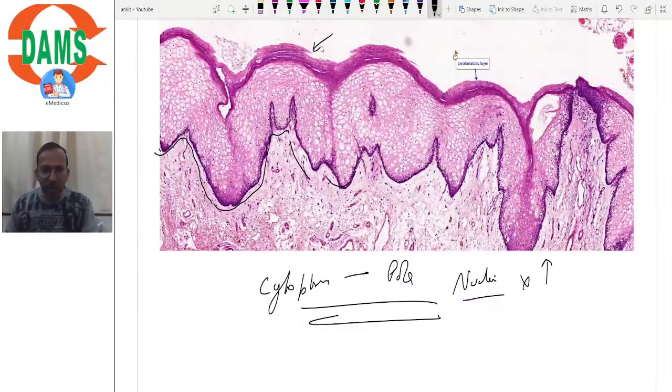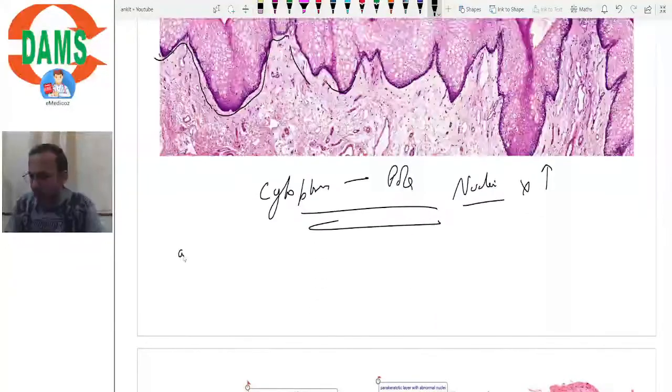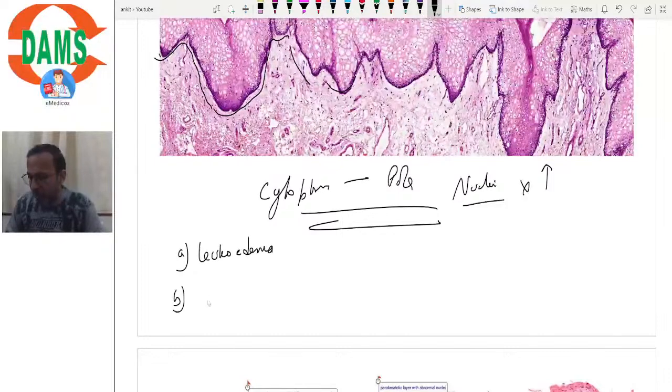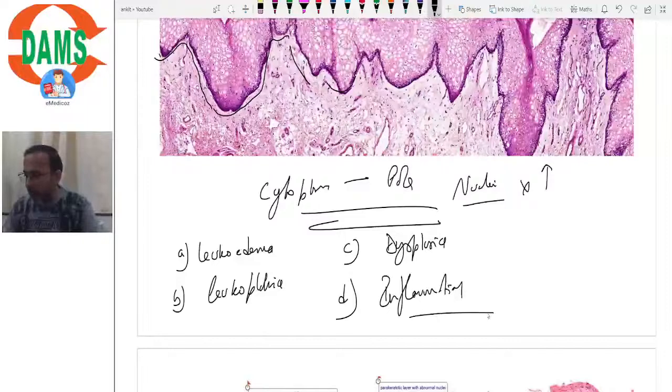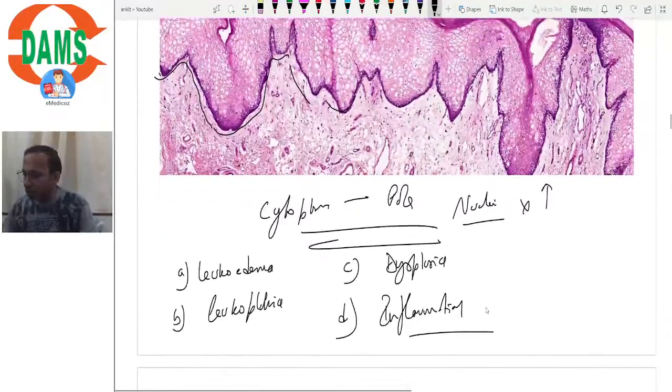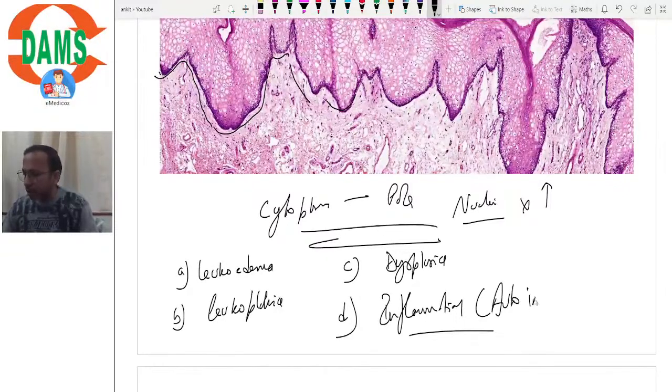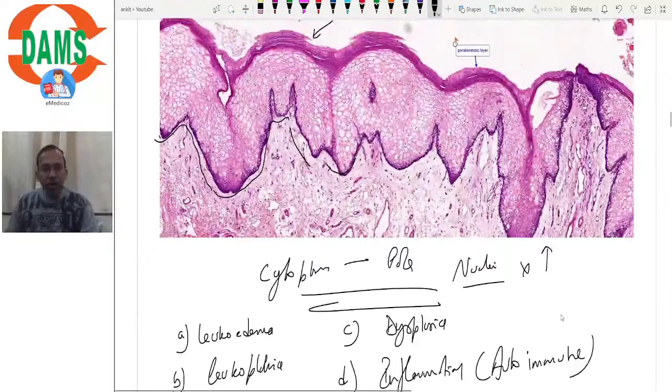Let me give you some options. So let's say option A is leukoedema, option B is leukoplakia, option C is dysplasia, and option D, let's say inflammation, some sort of inflammation is there, right? Or you can say autoimmune disease, right? तो क्या होगा इसमें?